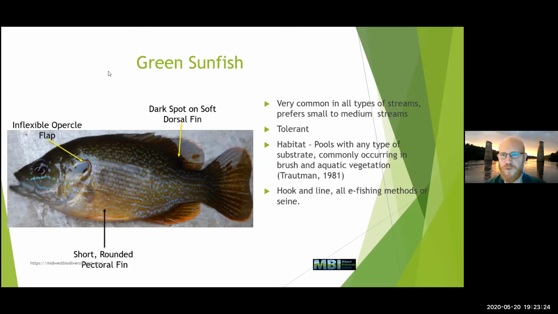This guy really doesn't look like much of anything except for green sunfish, and the green sunfish and bluegill will hybridize, which I'll actually show you on the next slide, because it's possible that you run into it. Again, all stream sizes. The more you get, the less likely it is that that stream is nice. They're really tolerant. Pools, doesn't matter the substrate, silt, muck, gravel, sand, whatever. Again, hook and line, all electrofishing, and a seine.